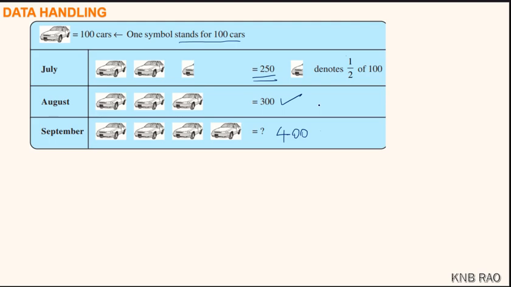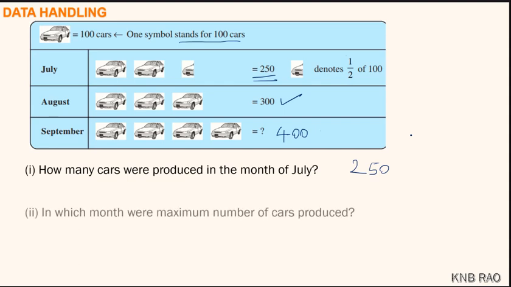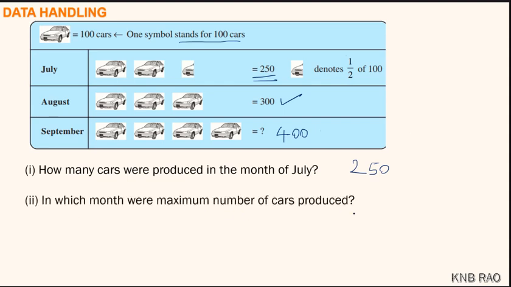We normally call this understanding and interpreting the pictograph. Reading, after that comprehending. Just as you have done in English, in the same way we read the pictograph, understand it, and later we go for answering questions based on it. It is interpretation. Here, how many cars were produced in the month of July? You can answer it as, in the month of July, approximately 250 cars are produced. Next, in which month were the maximum number of cars produced? So you will say September.